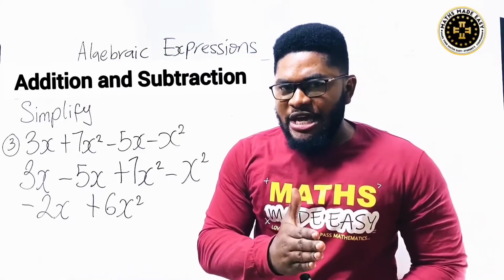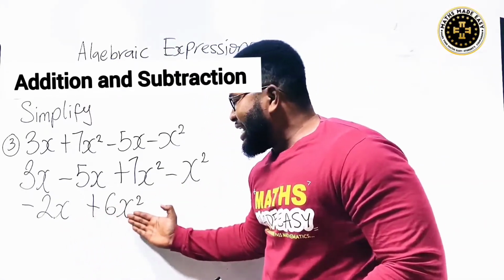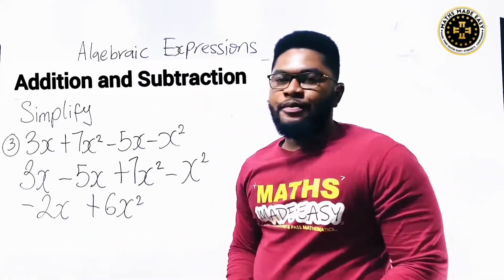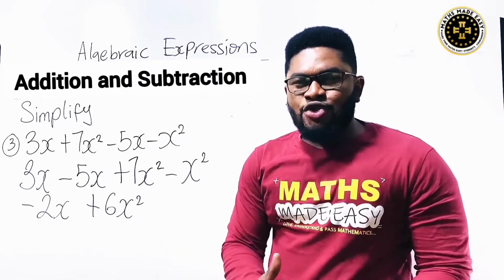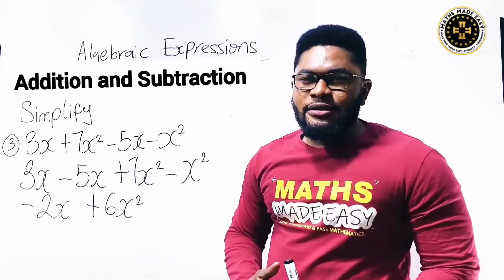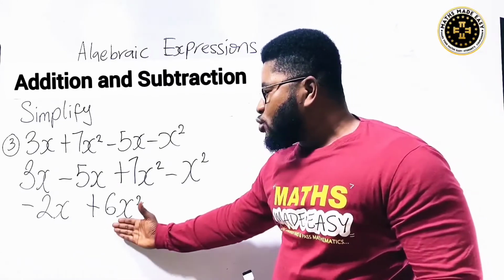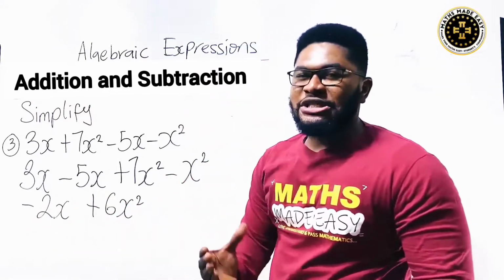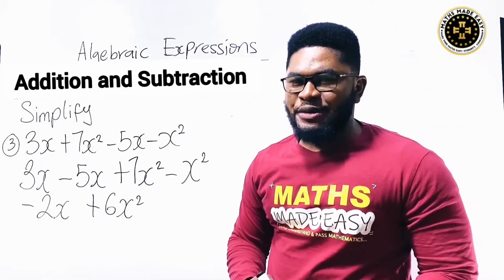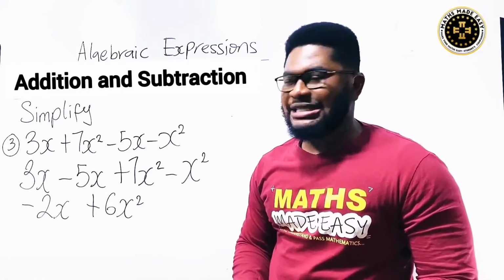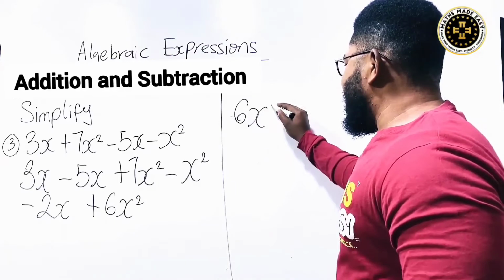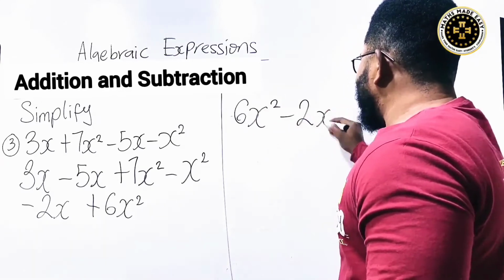Now, look at something here. Since x and x squared are not like terms, you can leave your answer this way. If you want to further simplify, then we would have to write it such that we change position for the positive to be at the first place and the negative comes to the last end. So we can rewrite this one as 6x squared minus 2x.